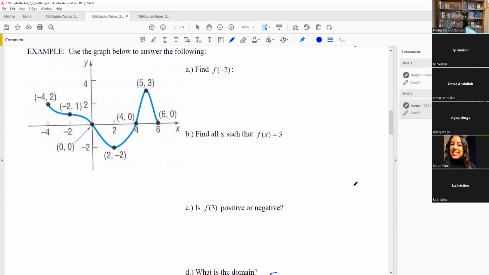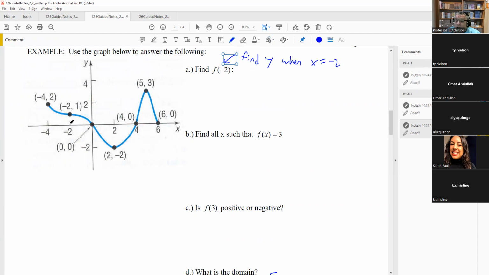Okay. Now let's jump back up and do these first questions here. A says find f of -2. So really, again, what it means is find y when x equals -2. And when I find the y value when x is -2.